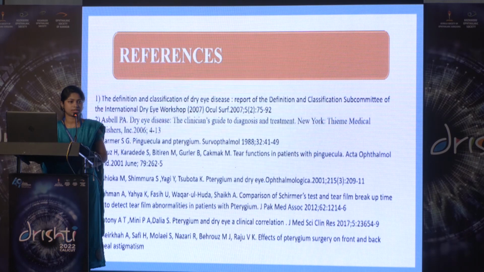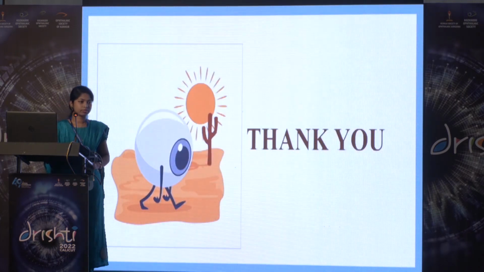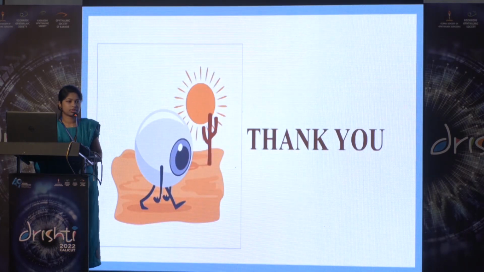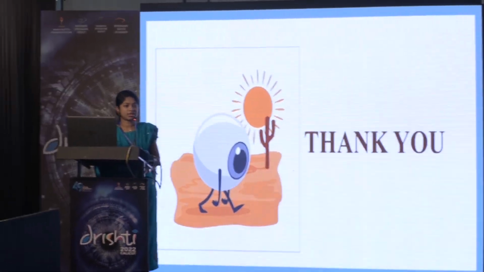These were my references. Why do you get dry eye in case of pterygium? Because it can cause tear film instability. Why? Because it's a conjunctival overgrowth which can alter the tear film dispersion on the ocular surface, an ocular surface disease which can affect the tear film layer.